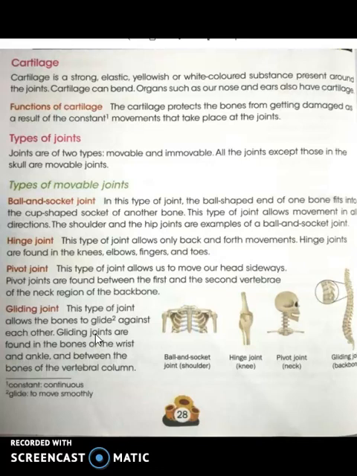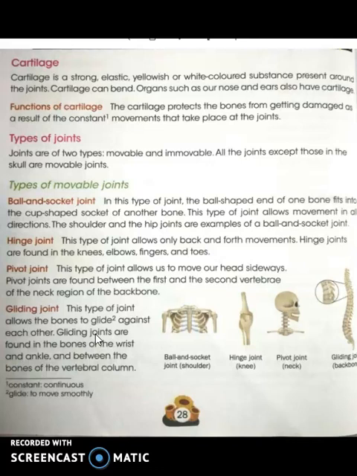The next one is the pivot joint. This type of joint allows us to move our head sideways, that is, in both directions. How come? That is due to the pivot joint. Pivot joints are found between the first and the second vertebra of the neck region. The pivot joint helps in the sideways movement of the head.